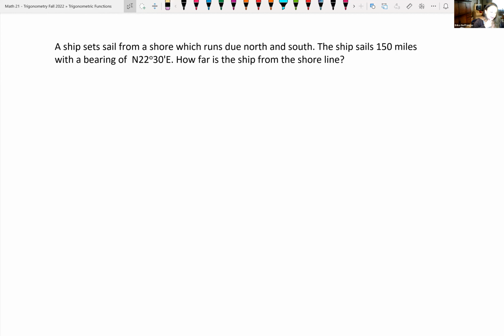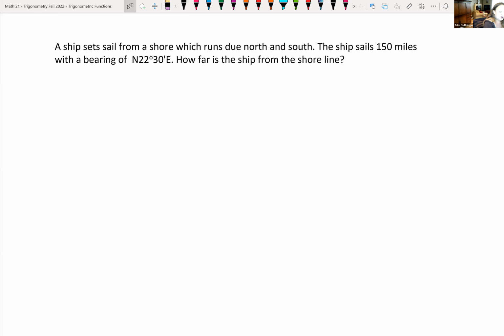Okay, so looking at the next example, we have a ship that sets sail from a shore which runs due north and south. The ship sails 150 miles with a bearing of north 22 degrees, 30 minutes east. How far is the ship from the shoreline? So I notice that I have degrees and minutes, and I want to change my minutes into decimal degrees.